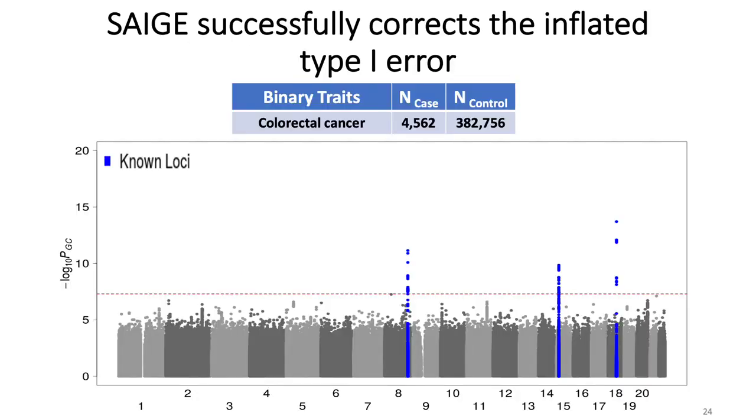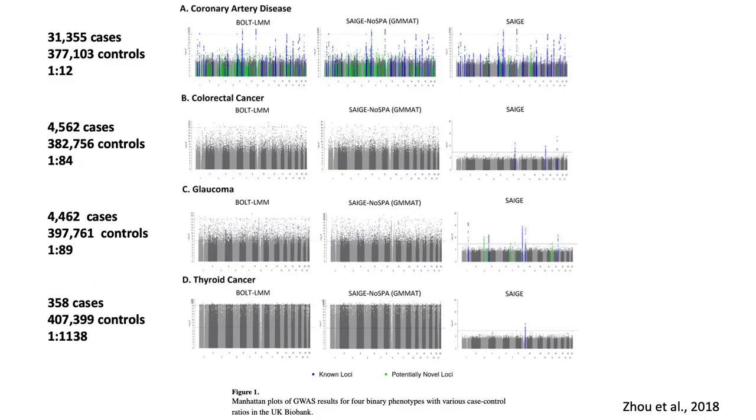Again, back to our example phenotype, colorectal cancer, and we see SAIGE successfully corrects the inflated type 1 error. We have applied SAIGE to 3 other phenotypes in the UK Biobank on white British samples, from coronary artery disease, which is relatively common with the case control ratio 1 to 12, to the less prevalent disease, thyroid cancer, with case control ratio 1 to 1,000. As we can tell from the third column of the Manhattan plots, SAIGE has well-corrected type 1 error rates.